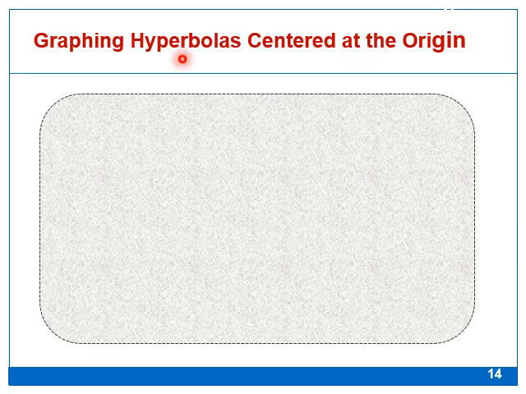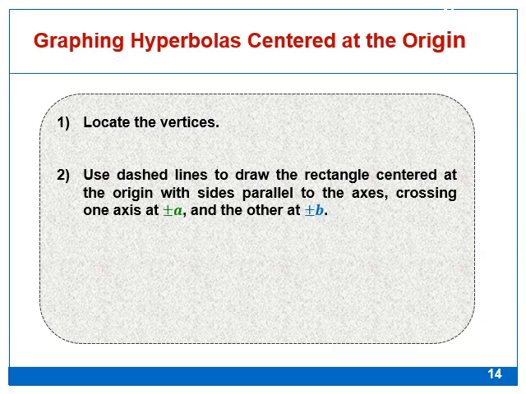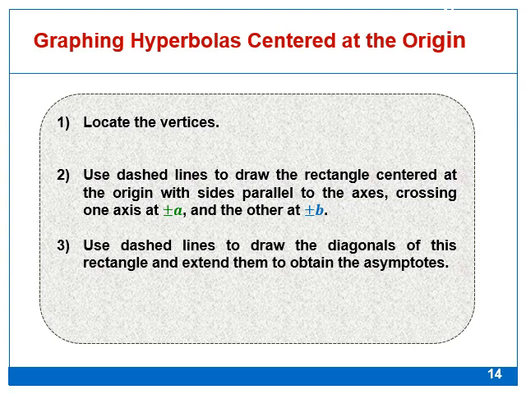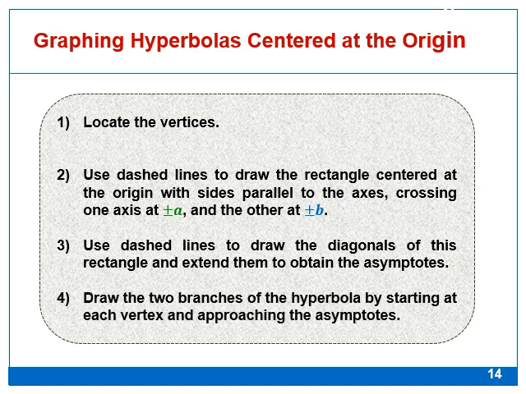So to graph hyperbolas that are centered at the origin, we'll follow these 4 steps. First, we locate the 2 vertices, knowing the a of the equation. Then we draw the rectangular box that we have just described. We join the diagonals of these boxes to obtain the asymptotes. And finally, we draw the 2 branches of the hyperbola, starting at the vertex and approaching these 2 asymptotes.